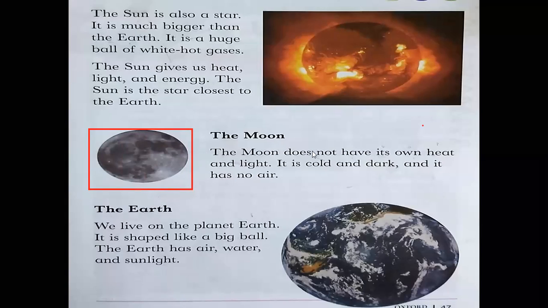The Earth. We live on the planet Earth. This is a picture of Earth. It is shaped like a big ball. The Earth has air, water, and sunlight.